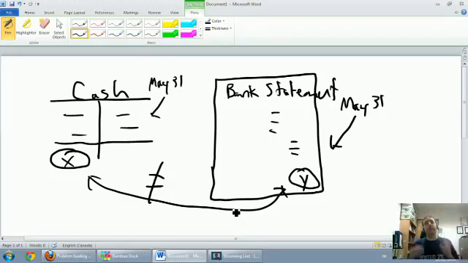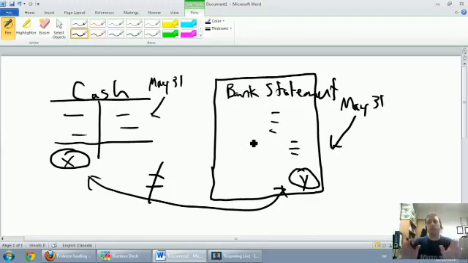So those are the two key reasons that my cash T account might be different from the bank statement. I have checks that have yet to clear, in other words, outstanding checks, and I have deposits where I haven't put the money in the bank yet, or it's waiting to be processed in some way, and that's called an outstanding deposit or a deposit in transit. Those are things that might be on my T account that won't be on the bank statement.